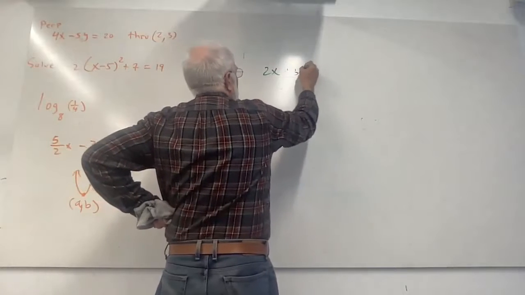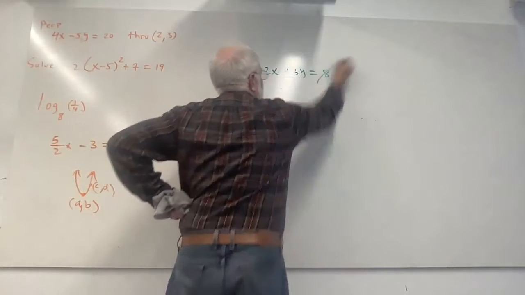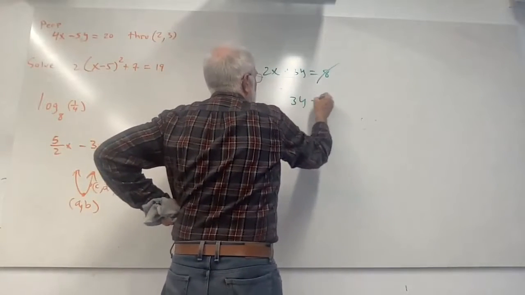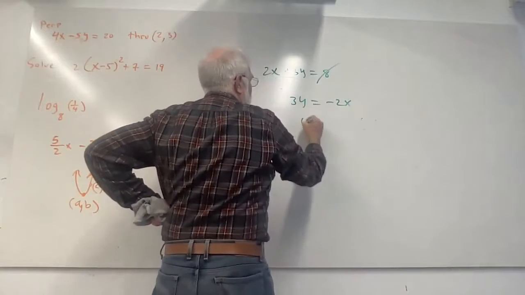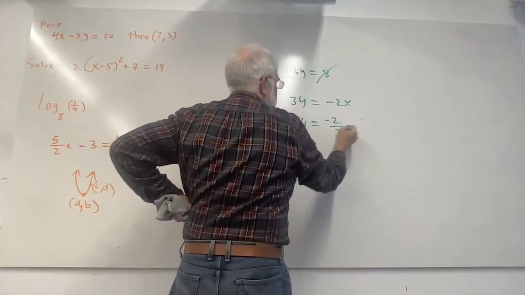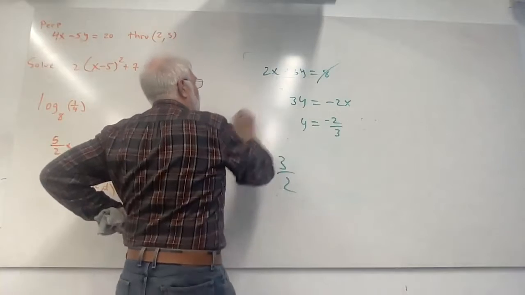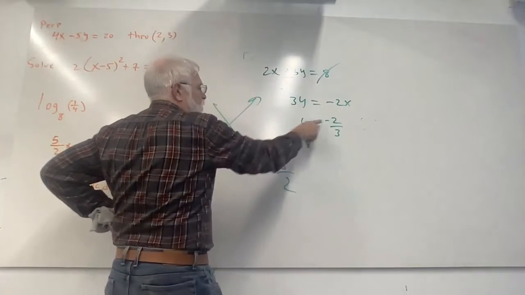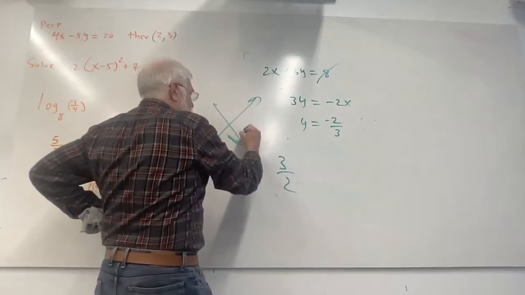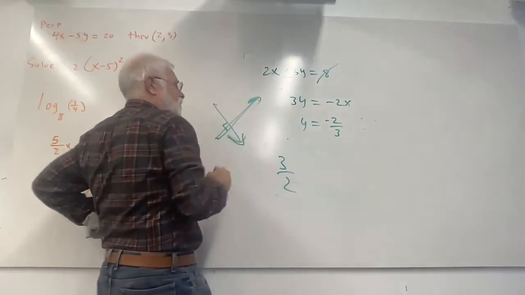2x plus 3y equals 8. All right, the constant doesn't matter. 3y equals minus 2x, so y equals minus 2/3. So that's my slope. My new slope is 3/2. One line's going up, the other's going down. The first one's going down. The other one's got to go up in order to make that perpendicular.